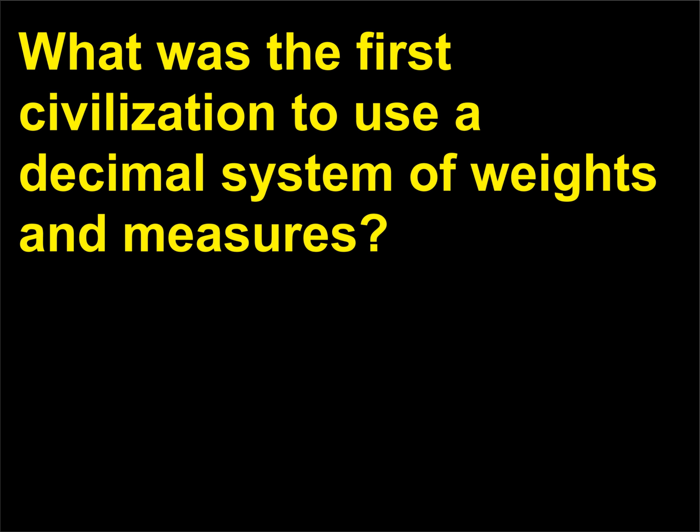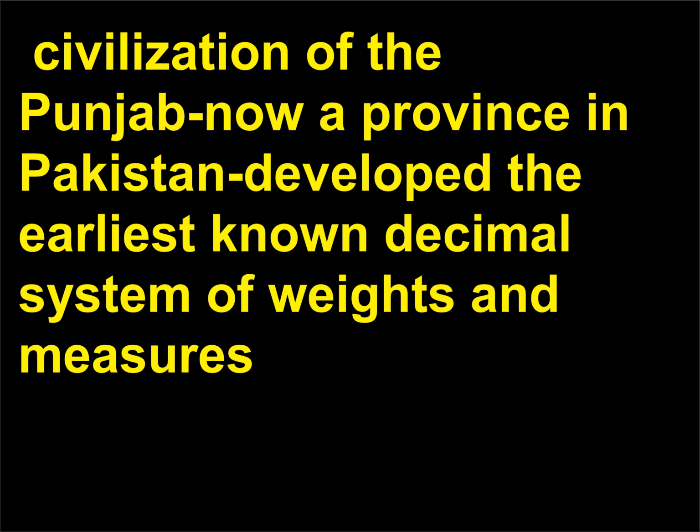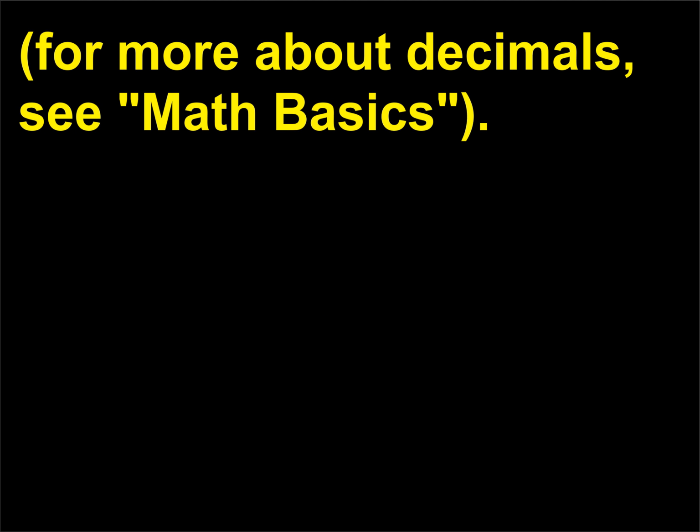What was the first civilization to use a decimal system of weights and measures? Between 2500 and 1700 BCE, the Harappa, or Harappan civilization of the Punjab, now a province in Pakistan, developed the earliest known decimal system of weights and measures. For more about decimals, see Math Basics.